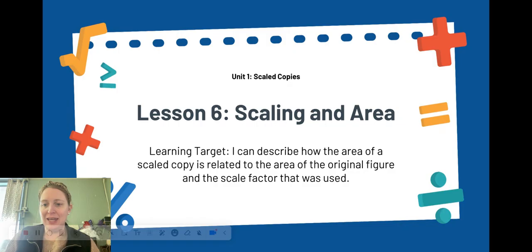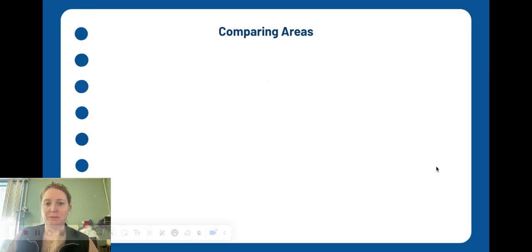Our learning target today is I can describe how the area of a scaled copy is related to the area of the original figure and the scale factor that was used. Before we get started, make sure that you have Lesson 6 in your red notebook, and we'll go ahead and get started when you're ready.